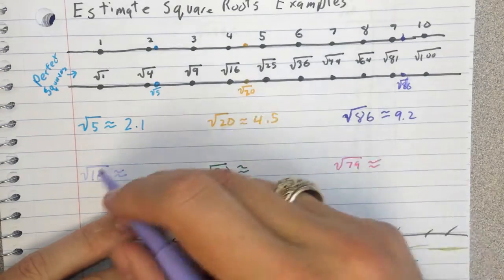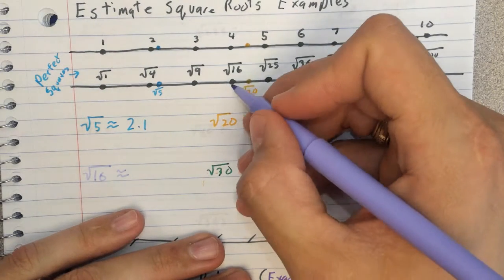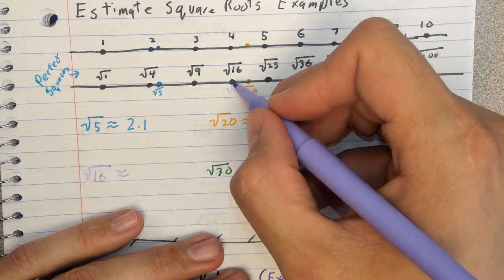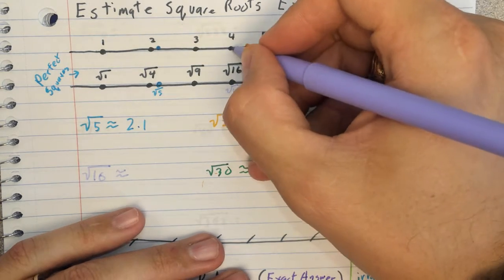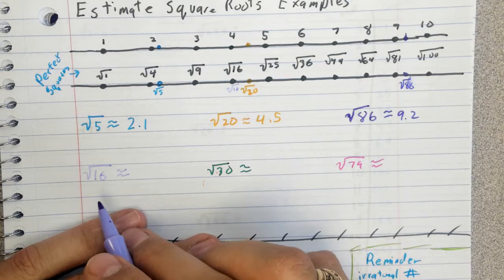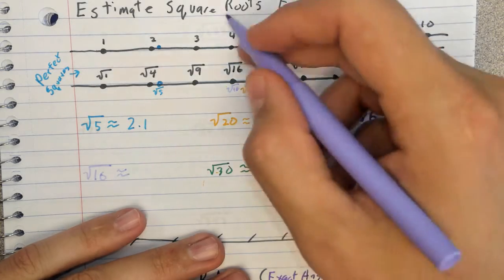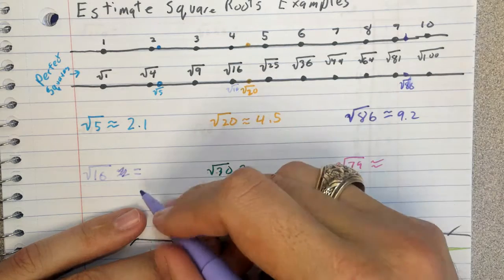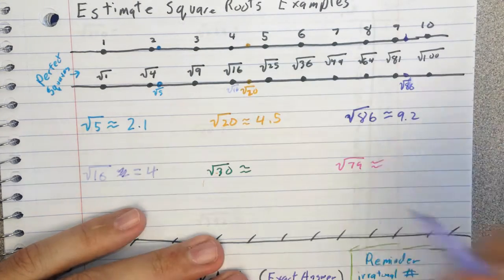Then we have 16. Let's find 16. Square root of 16. Oh, square root of 16. I find it right here, and it's under the square root of 16. Followed up, and it's exactly 4. Square root of 16 is a perfect square. I don't have to estimate this one. That is exactly equal to 4.